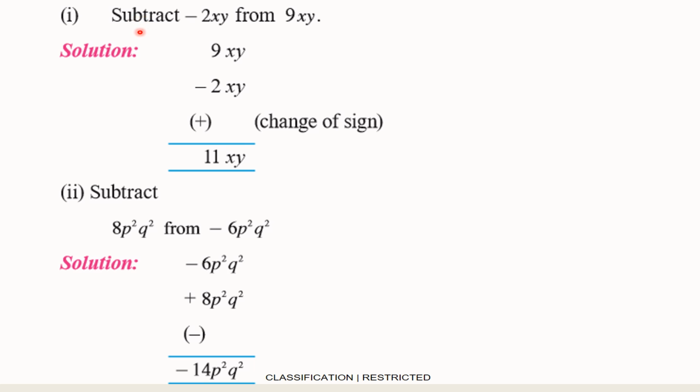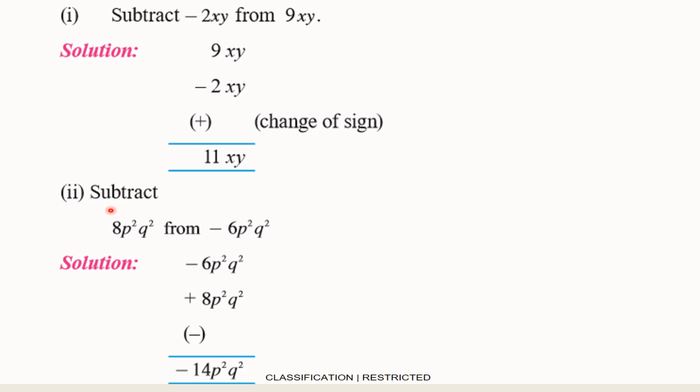Next example, subtract minus 2xy from 9xy. You can write the first one 9xy, and here given minus 2xy. What is the additive inverse of minus 2xy? Plus 2xy. Therefore, 9 plus 2, 11. 11xy, a like term. Is it clear?